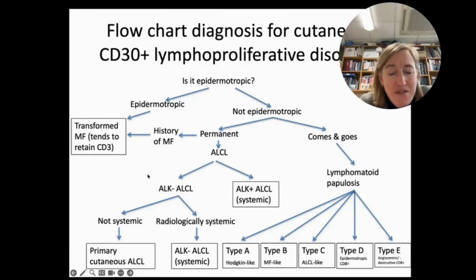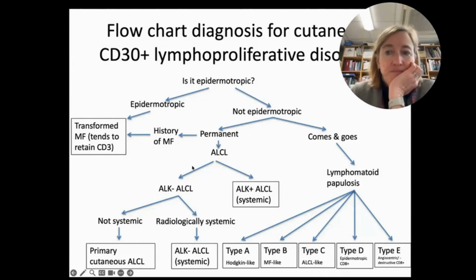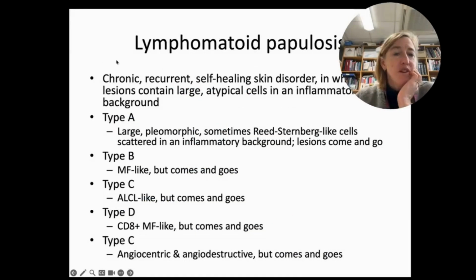There's a whole load of different subtypes of this thing these days. This one I think would be type C, because it's most like anaplastic large cell lymphoma. But as you can see, there's a whole load of different types that are Hodgkin-like, mycosis fungoides-like, epidermotropic CD8 positive-like, and angiodestructive, or angiocentric and angiodestructive CD8 positive. I've personally never seen either of these two types, or type A. I've only ever seen types B and C. So there's a summary there of lymphomatoid papulosis.